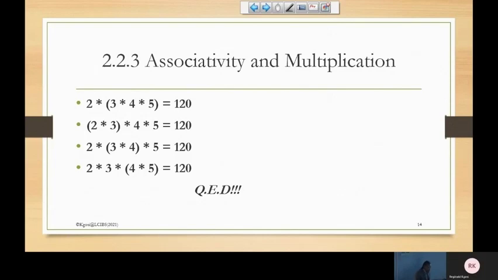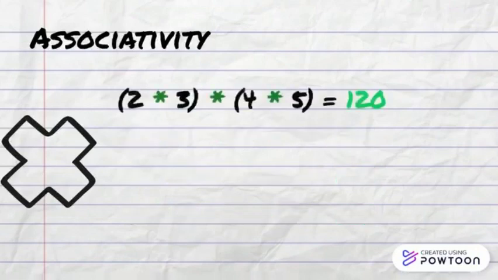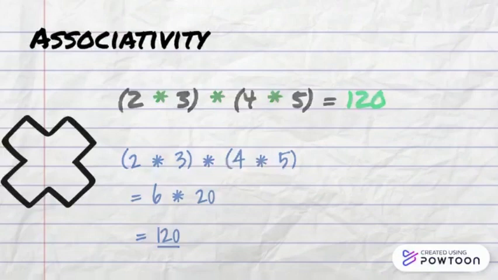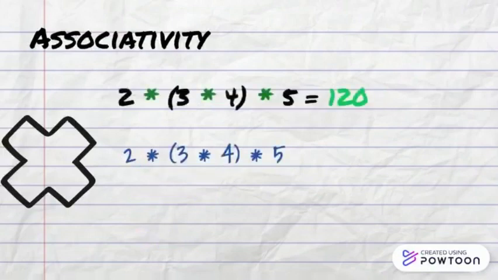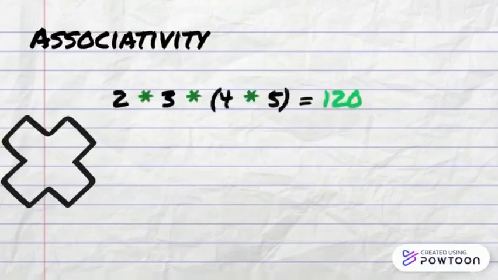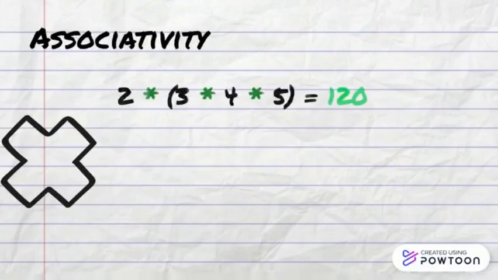3 times 4 times 5, that is what, 60. I get it. So you're going to say 2 times 60, that gives you 120. Second one there is 2 times 3, that's 6, times 4, that is 6 times 4, 24. You multiply that by 5, it gives you 120.